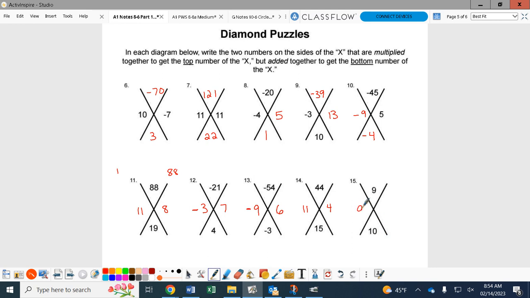9 and 1. It's harder than people think. You'll be surprised how many people miss that on the test. To multiply to give you 9, but to add to give you 10, 9 and 1 are the only two factors that do that. And guys, the thing about this is, it's the only way it works.